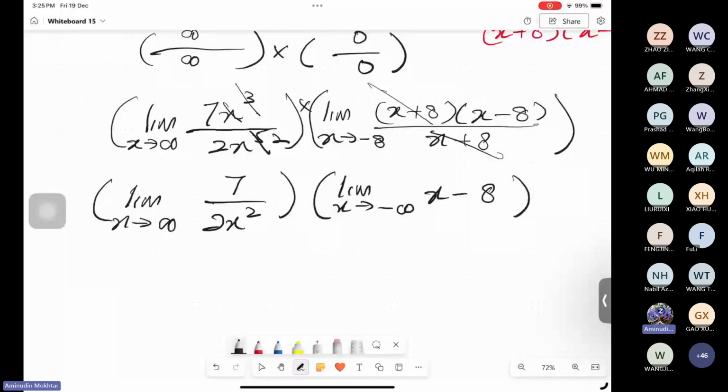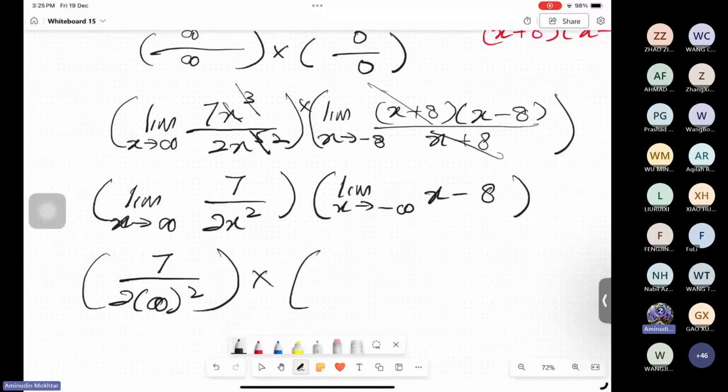Then we can apply the property of limit. What is the property of limit? Based on the property of limit, we just substitute x into the equation. So this is equal to 7 divided by 2 times 2 times infinity to the power of 2, times the second one, where x approaches negative 8, so this is negative 8 plus 8.